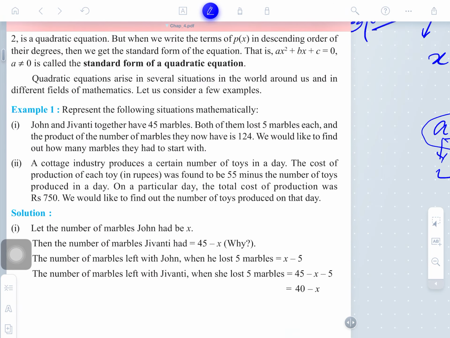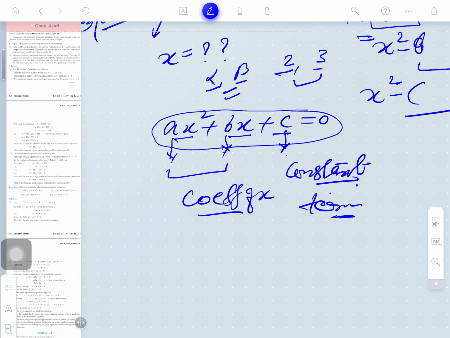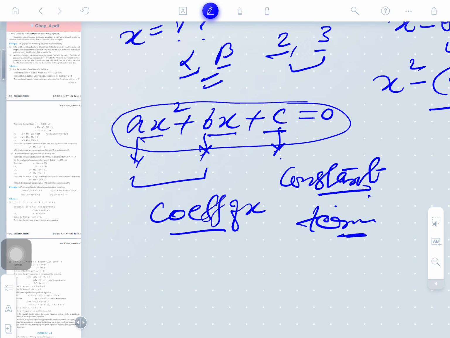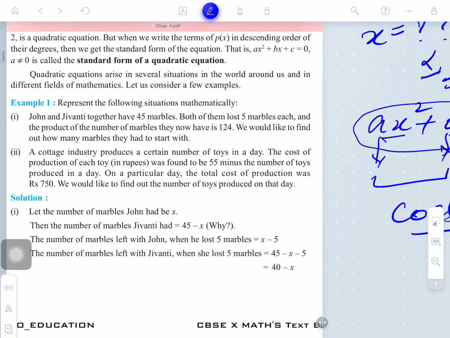So some word problems have been given here, and there are two things to remember about a quadratic polynomial. This polynomial is only in one variable, and second, it has two solutions. The solutions we will call roots. Is that clear? Remember these two things.